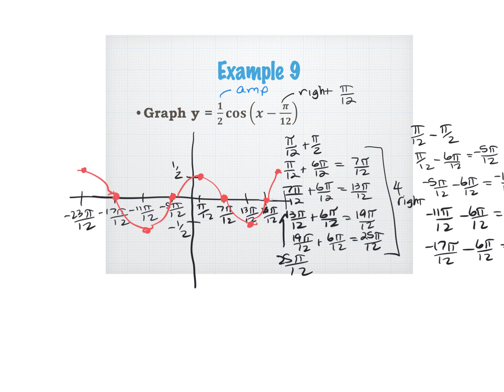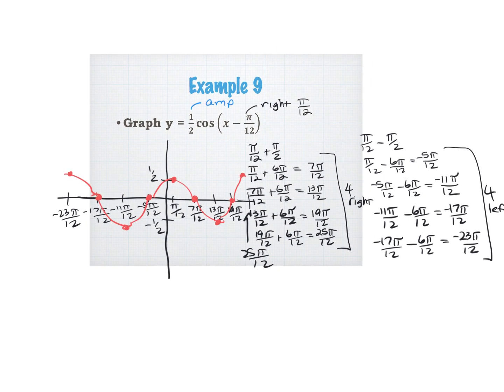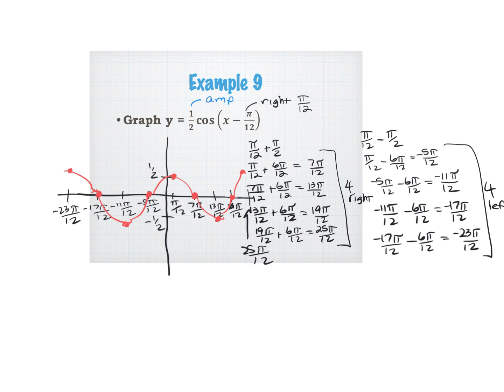And that is the graph of the cosine with an amplitude of 1/2 and a shift to the right to pi over 12.